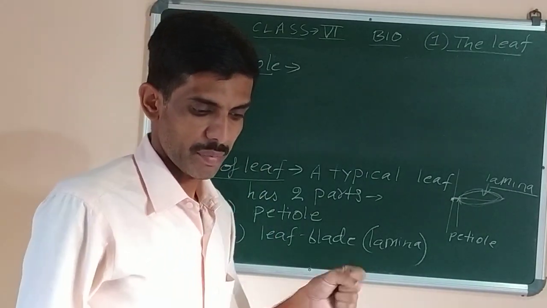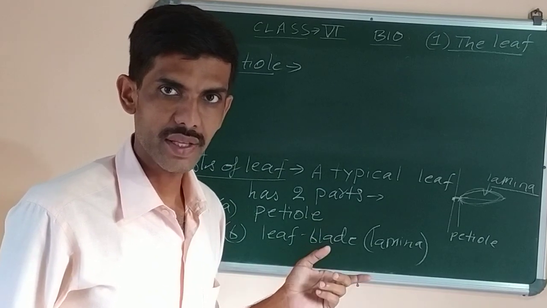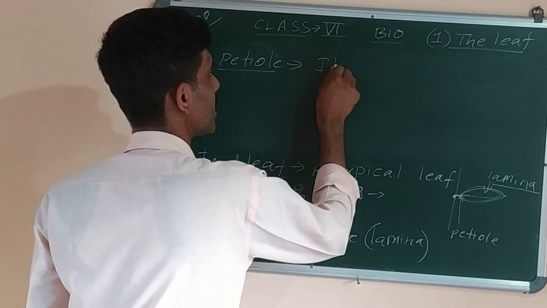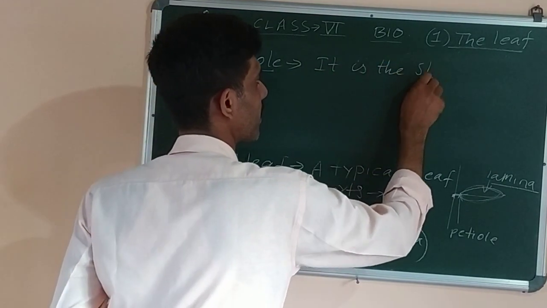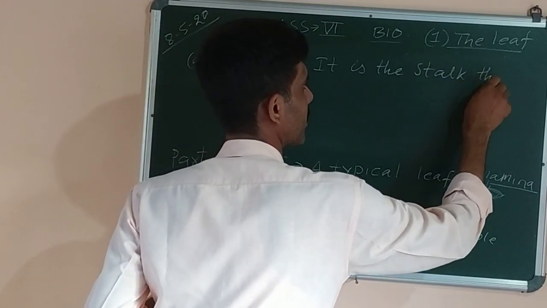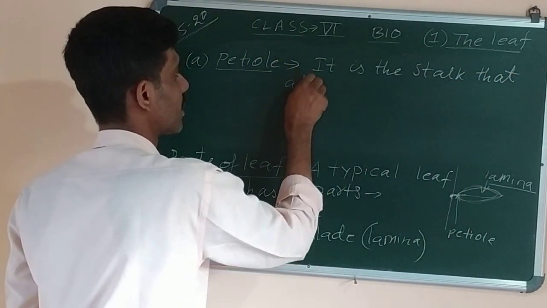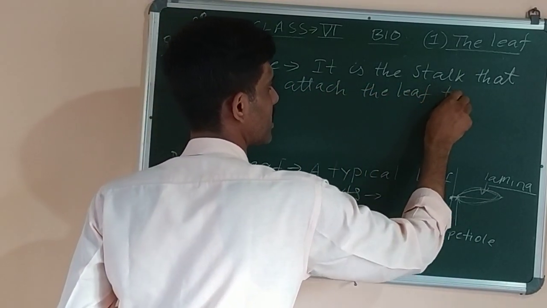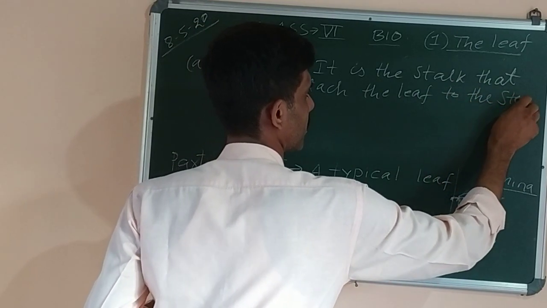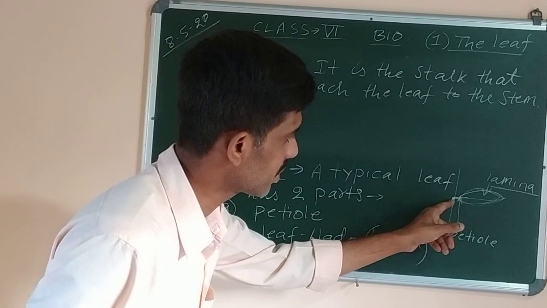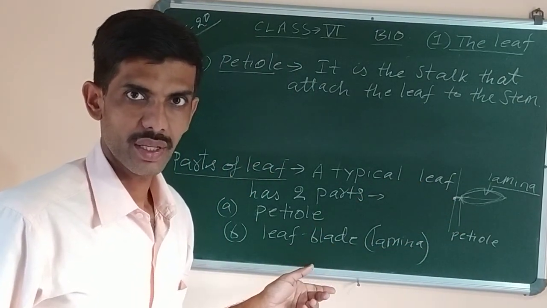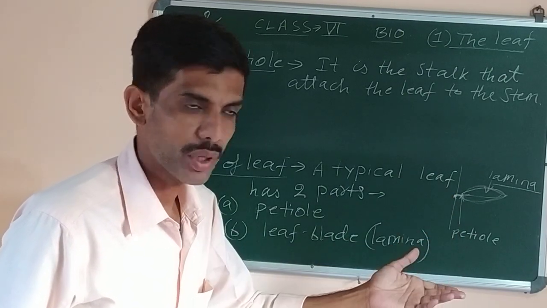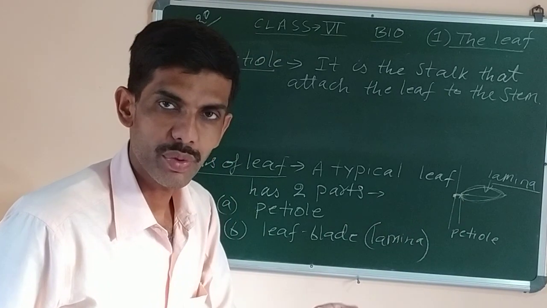Now what is petiole? Petiole is the stalk that attach the leaf directly to the stem. So if it is asked what is petiole, petiole is the name given to this stalk, okay, which attach the leaf to the stem. It also provides support to the lamina. This lamina is there, so it is the one which will provide support to it.